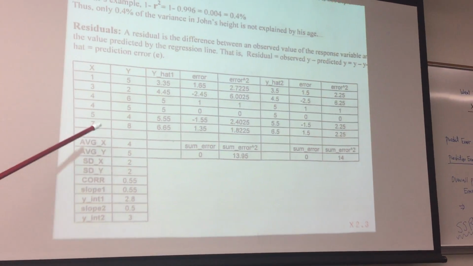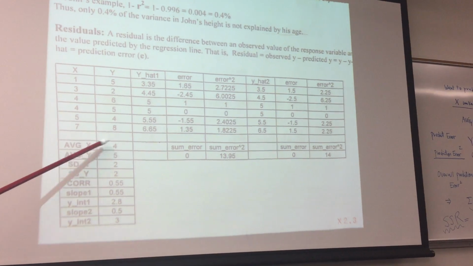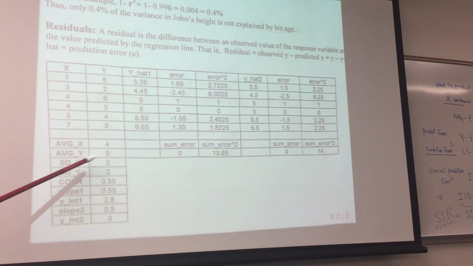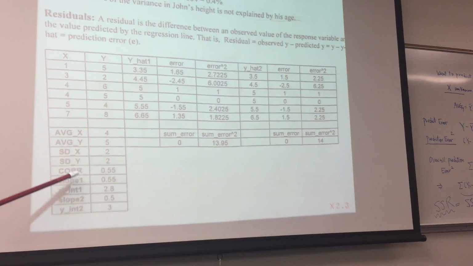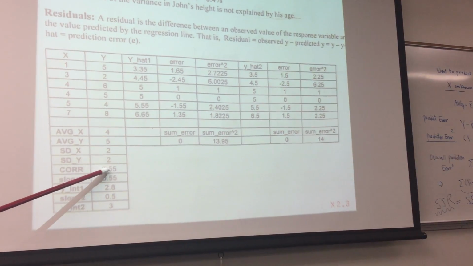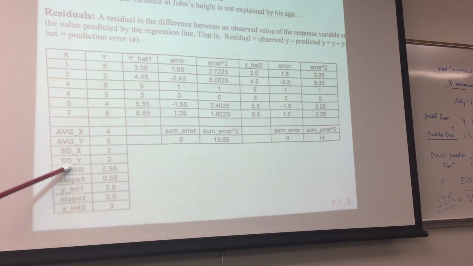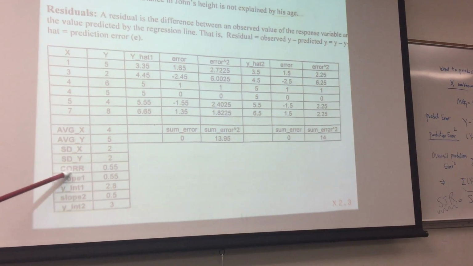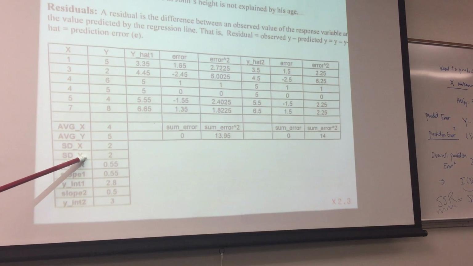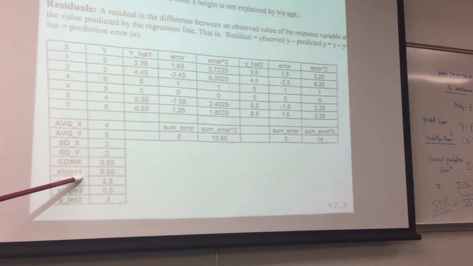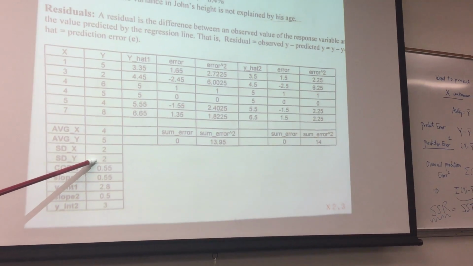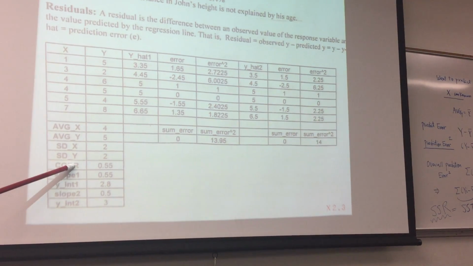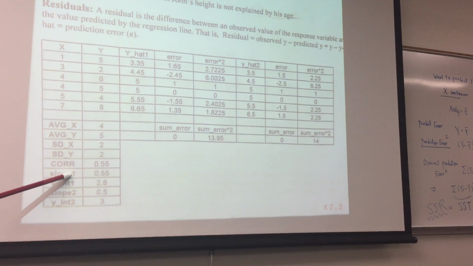From what we did before, we find average X is 4, average Y is 5, standard deviation X is 2, standard deviation Y is 2, and the correlation coefficient is 0.55. This one you can find very easily. Based on these 5 numbers, you can find the regression slope, which is 0.55, because standard deviation X equals standard deviation Y, therefore the correlation coefficient equals the regression slope.